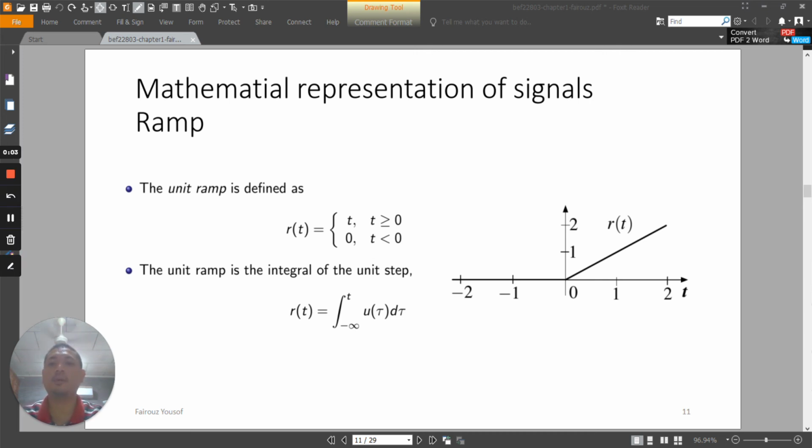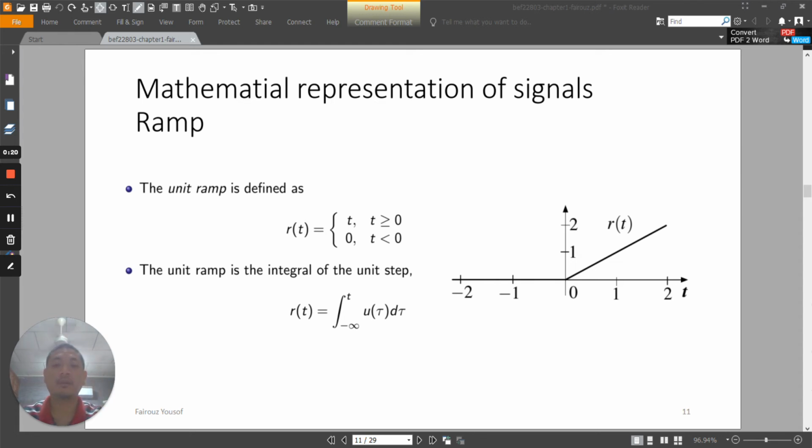Okay, let's continue with unit ramp. So unit ramp is defined as r(t), simply because we want to distinguish between u(t) and r(t). So u(t) is unit step, r(t) is unit ramp.